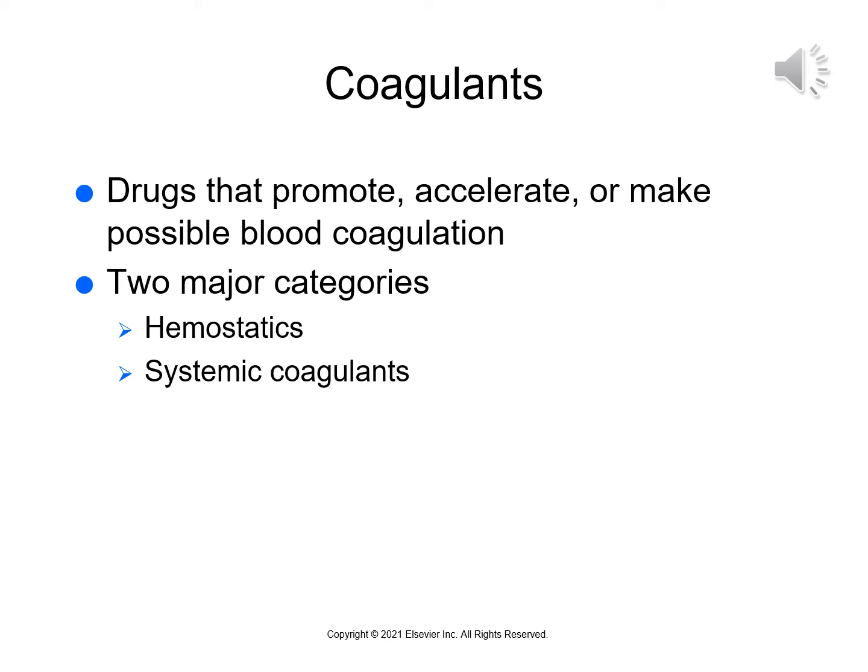So let's talk about coagulants. Coagulants are drugs that promote, accelerate, or make possible blood coagulation. So that first one is hemostatics. Hemostatics are topical agents used almost exclusively in the surgical setting. Systemic coagulants are generally used in the medical setting. So that second sentence under hemostatics, these agents serve as adjuncts to natural coagulation, which controls minor capillary bleeding.